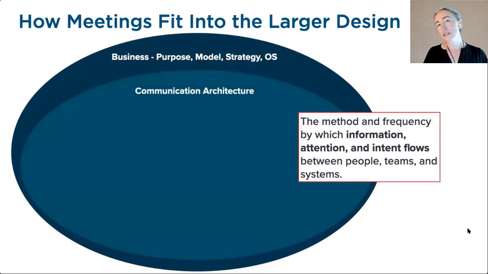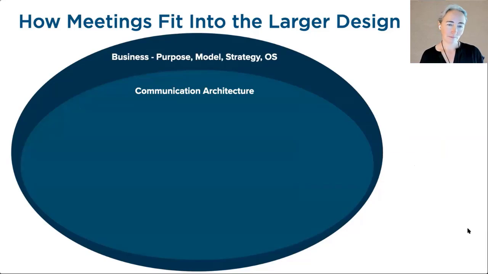Within our business, we have our communication architecture. So our meetings are one part of the overall system. The way, method, and frequency by which we share information and direct people's attention and intent is a combination of the email and the call meetings and the meetings.